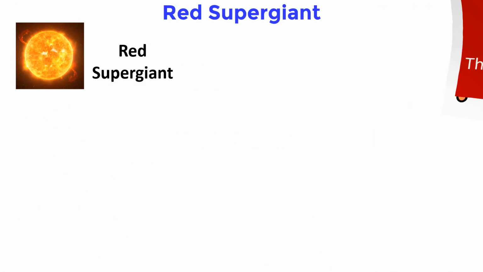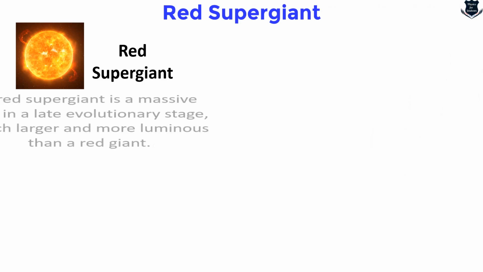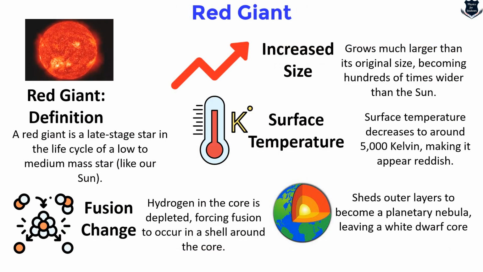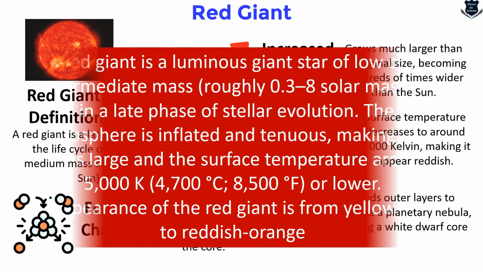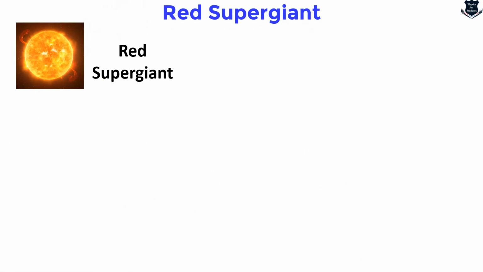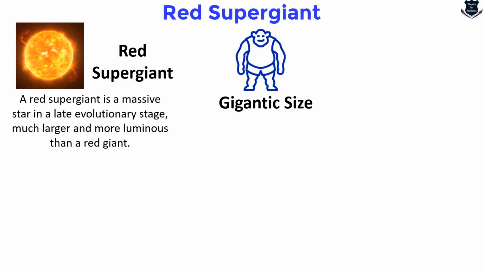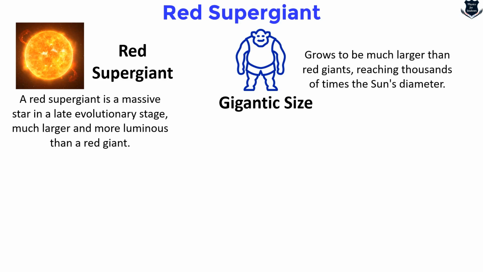Now, if I take a red supergiant, then by definition, what we can say is that it is also in a late evolutionary stage. It was at a late stage, but here it is much more at a later stage. And this is much more luminous and larger than a red giant. It has got a huge, gigantic size. That means it grows much larger than red giants.